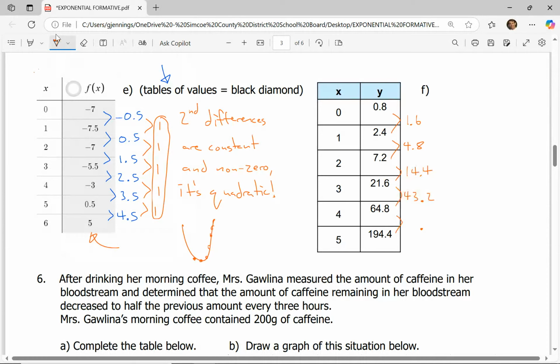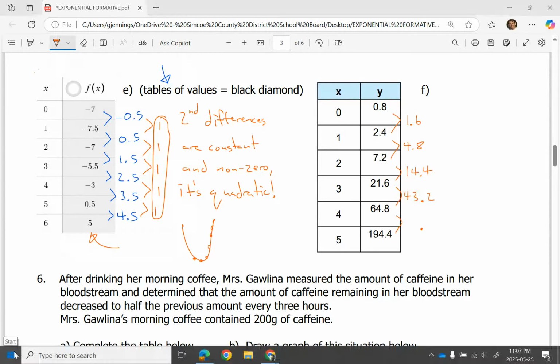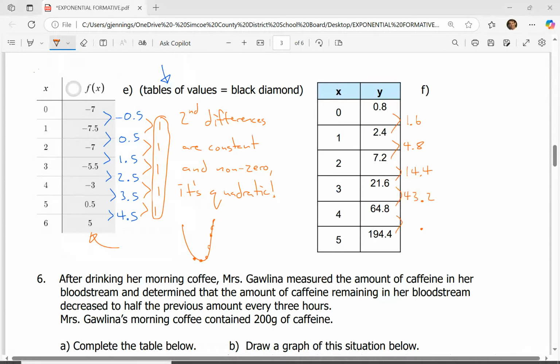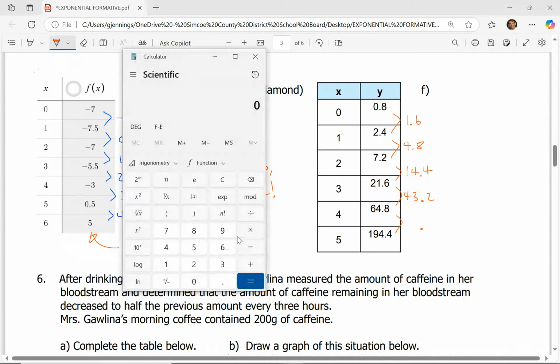Gosh, well, you're all using your calculators, right? So let me just use mine. So I get out my calculator. I got my trusty calculator to do my first and second differences here. Holy, this computer maybe needs to go see the doctor. Yeah. Okay, so I go 194.4 minus 64.8, and I get 129.6.